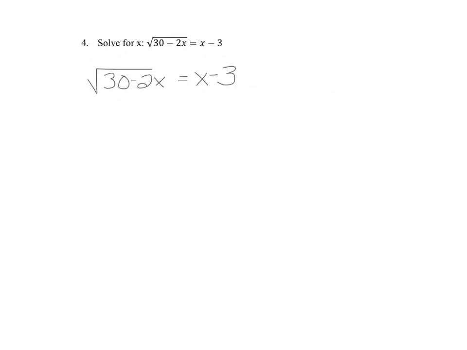In this problem, we notice that we have a square root equation. My square root is already isolated, so my first step is to square both sides. From there, I have 30 minus 2x. And on the right side of my equation, I need to write that binomial twice and use the distributive.